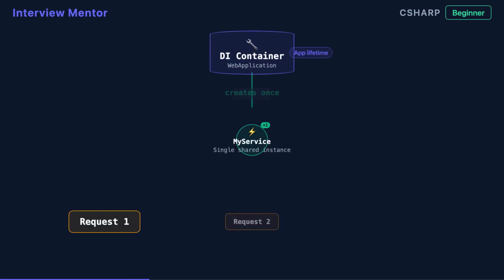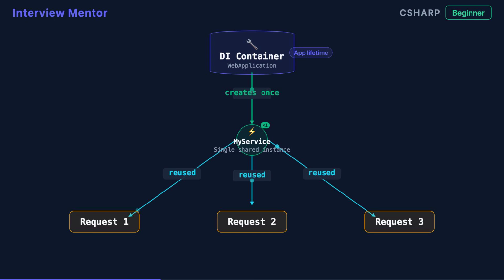A singleton means the container creates exactly one instance the very first time a service is requested, then reuses that same object for every subsequent request for the entire lifetime of the application. Restart the app, and a new singleton is created. But while it is running, all requests and all users share that single instance.